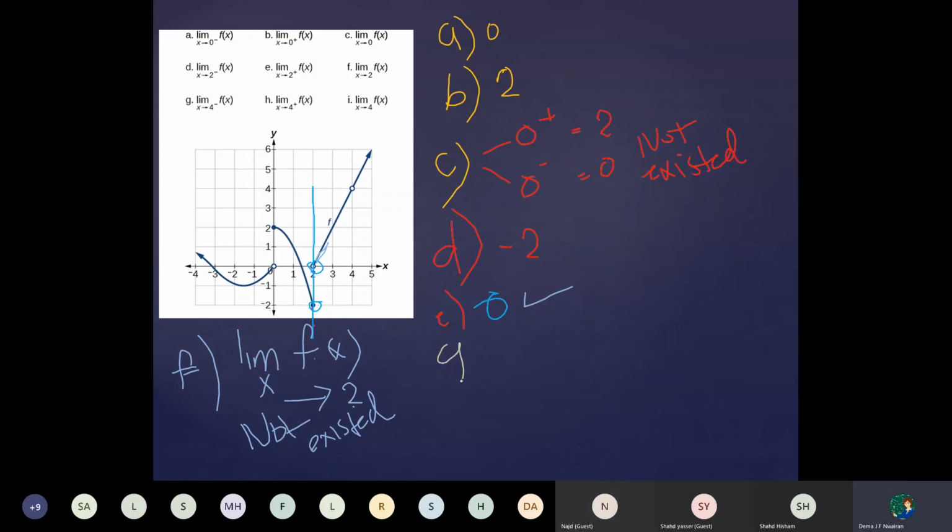Now, G. It's equal to 4. Where's 4? I want now to draw a line at x equal 4. 4 from the left, where's 4 from the left? It's 2. How to? Look at the y values at point 4. What about the y values? 4 from the left, from the right, it is going to be 4. Okay.